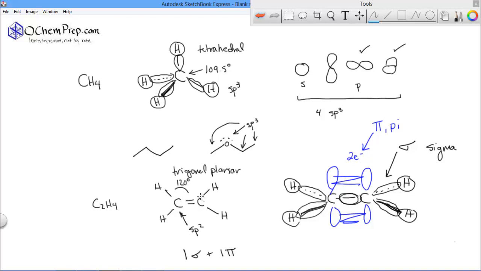Now, a double bond between 2 carbons is stronger than a single bond between 2 carbons, but a sigma bond, because it's directly between the carbons, is much stronger than the pi bond, because the pi bond is not directly between the carbons. So even though double bonds are stronger than single bonds, pi bonds themselves are much more reactive because the electrons are not directly between the 2 atoms.